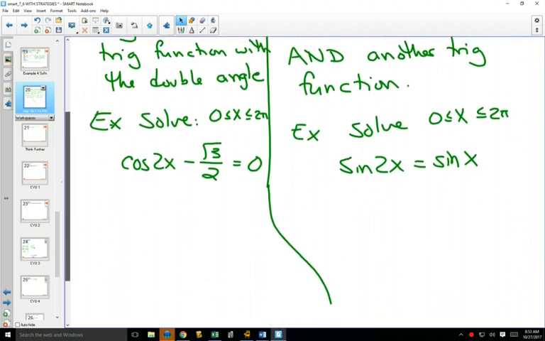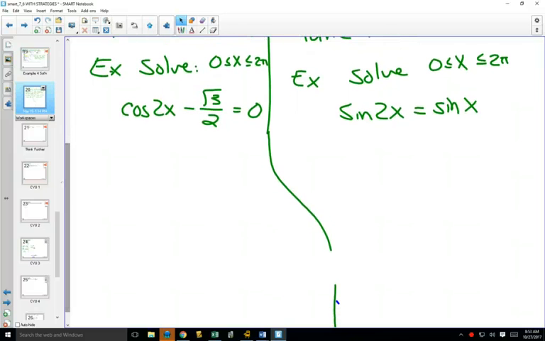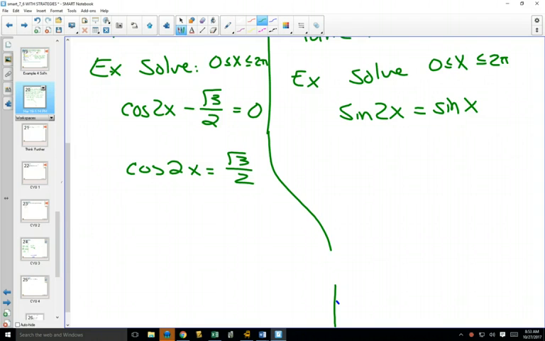So let's look at solving both of these. The one on the left, we have cos 2x minus root 3 over 2 equals 0. If I get the cos 2x by itself, since I only have that one function with the double angle, I could see this as a multi-revolution question. A review: how do we solve multi-revolution questions?